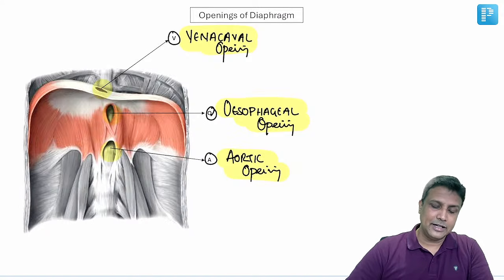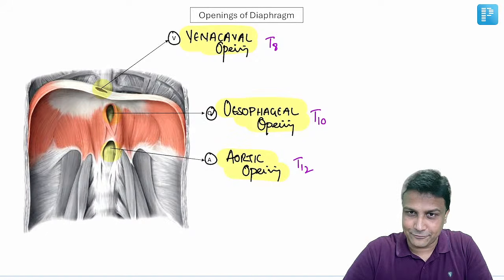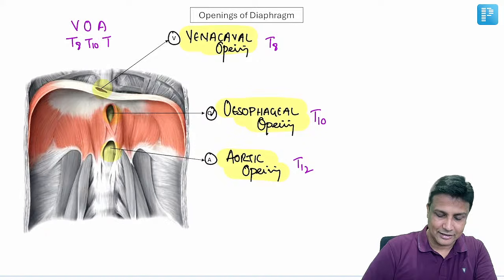You also have to remember they are present at which level. Vena cava opening will be at the level of T8. Esophageal opening will be at the level of T10. Aortic opening will be at the level of T12. I hope you all remember that very famous mnemonic, Voice of America, T8, T10, and then there will be T12.